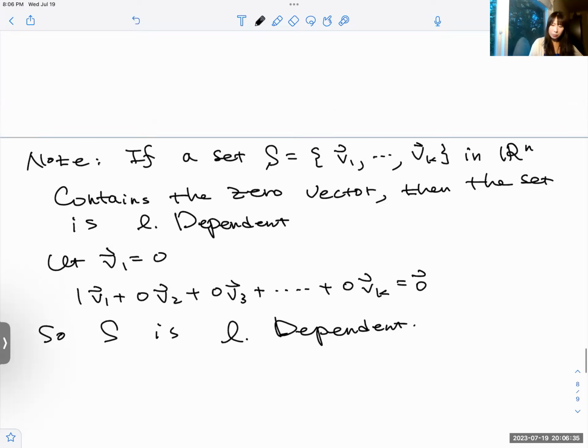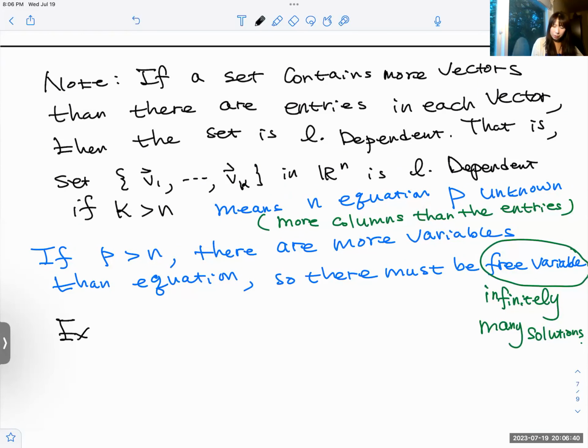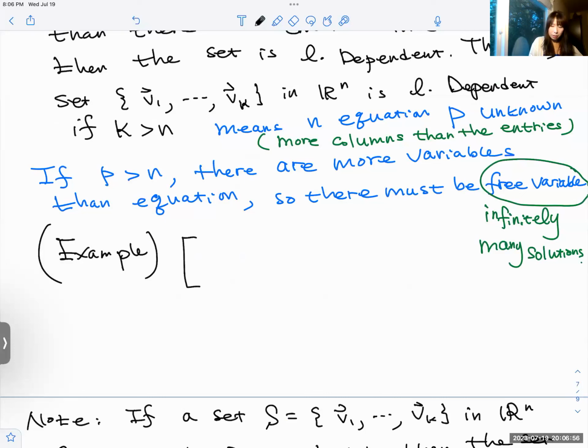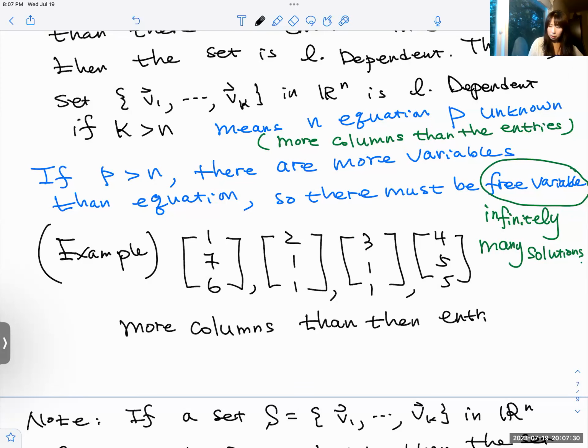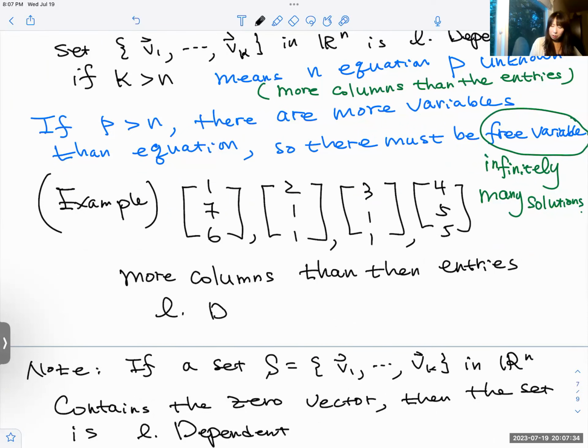Let me show you one example. We have 1, 7, 6. We have 2, 1, 1. We have 3, 1, 1, and 4, 5, 5, right? So we have more columns than rows, more columns than entries. So it's linearly dependent.